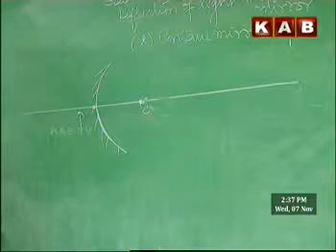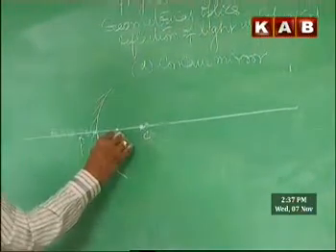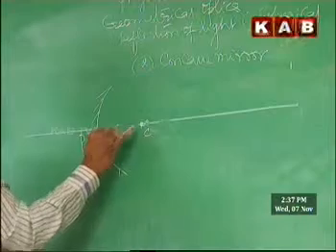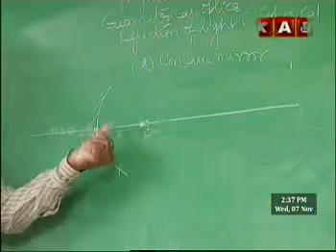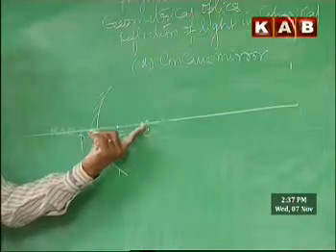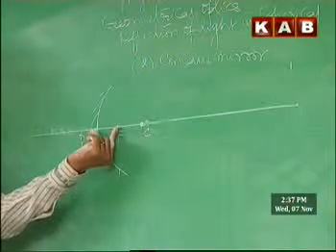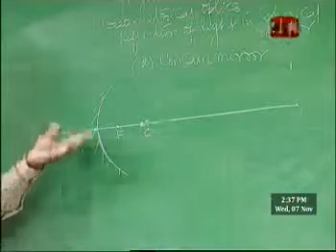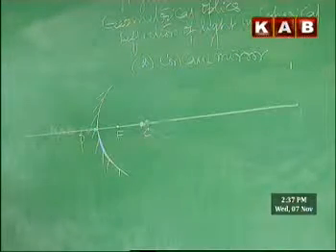The approximation r is equal to 2f is valid. Unless specifically mentioned otherwise, we will consider it as this. Therefore the focus will be exactly in the middle, the midpoint of P and C. PC is the radius of curvature, PF is the focal length, which is approximately half the distance PC.